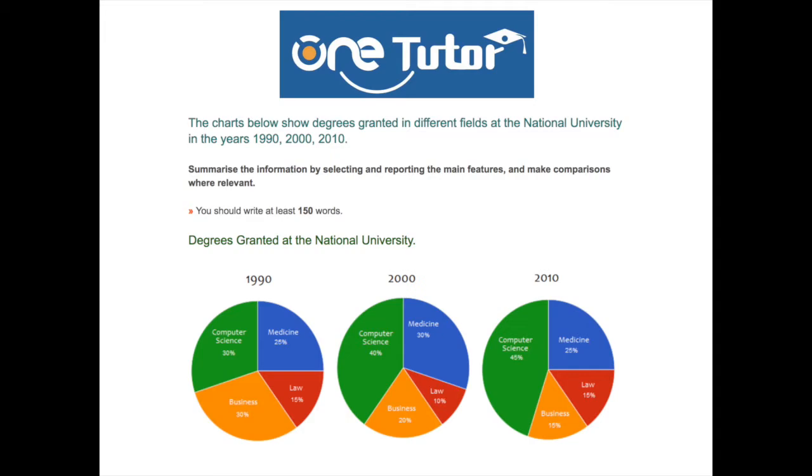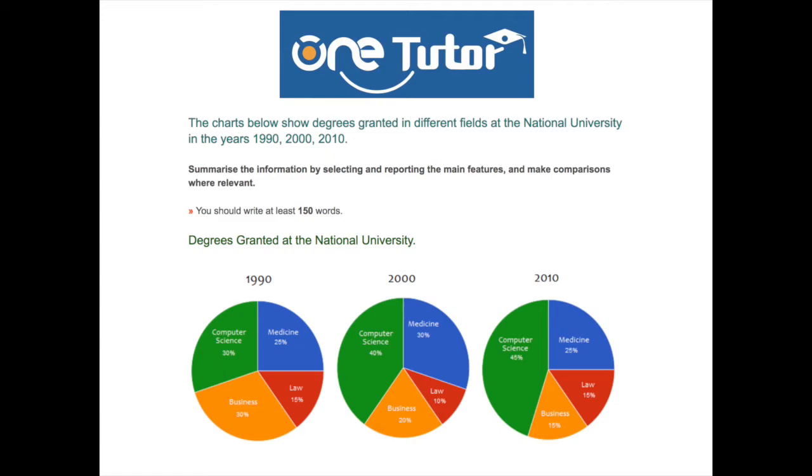And maybe the next idea, perhaps that business, the business at this national university, was being studied by fewer and fewer students over the years. So, computer science increase, business decrease, whereas, yep, medicine and law go up and down, or down and up. So, we could combine things like that. So, this one, probably we're talking about three main features: the green, the yellow, and the blue and the red.